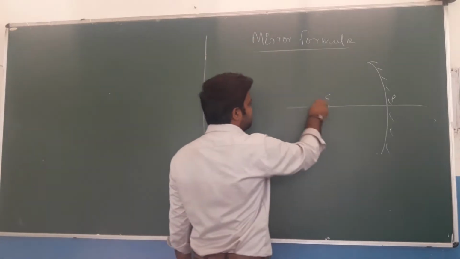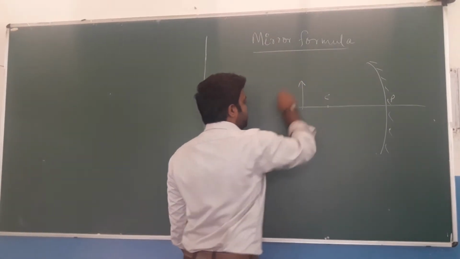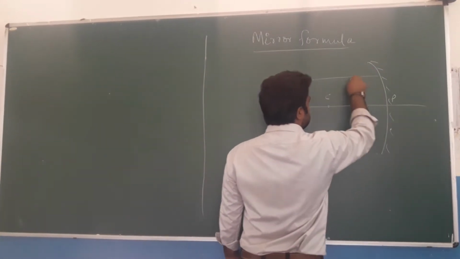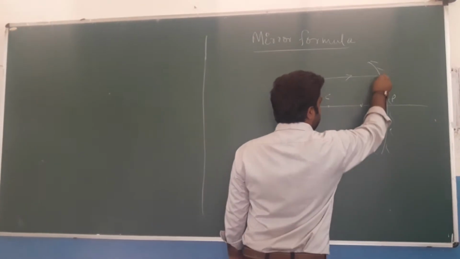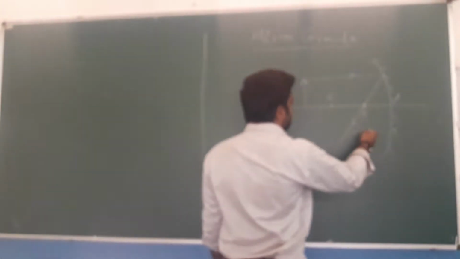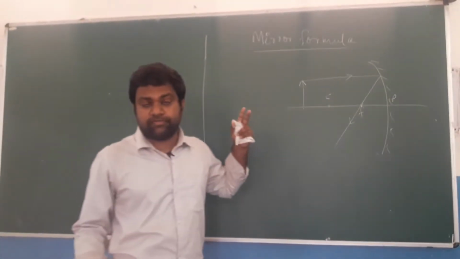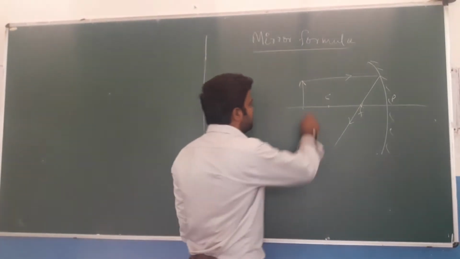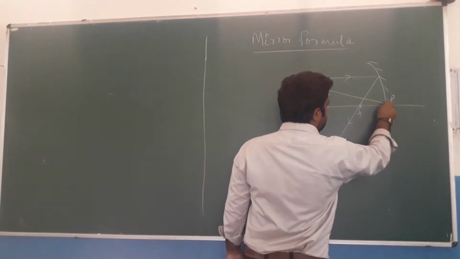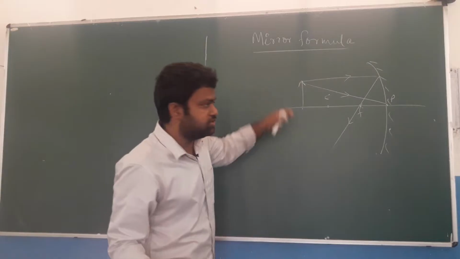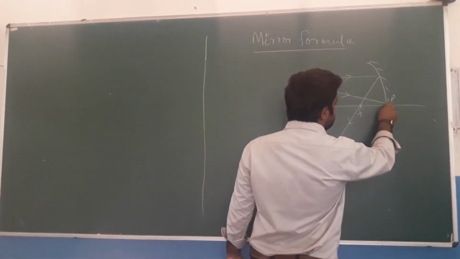Now take an object beyond C. Let us draw it. The parallel ray, as you know, will pass through the focus. Also, you know from the laws of reflection that the angle of incidence is equal to the angle of reflection. So let me draw another ray. These rays are of my choice because they are the most suitable rays.